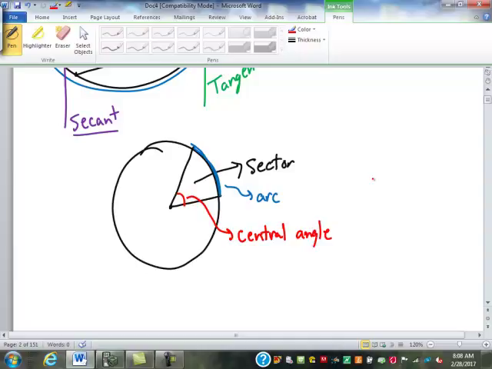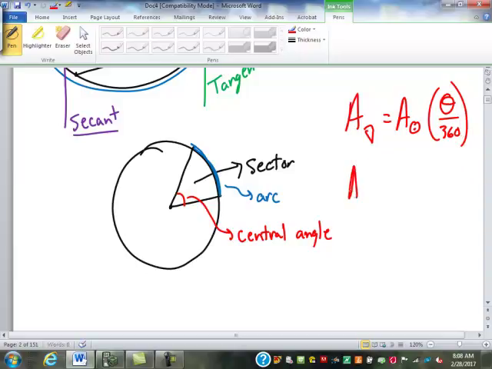That central angle defined to us what fraction of the circle that sector was. If you recall, if we knew the area of the whole circle, to find the area of the sector, it was the area of the whole circle times theta, which stood for that central angle, over 360. So that told us what fraction of the whole area that sector area was. And the same for the arc length. The arc length was equal to the circumference times that central angle over 360.